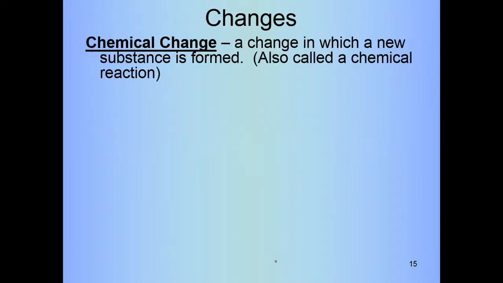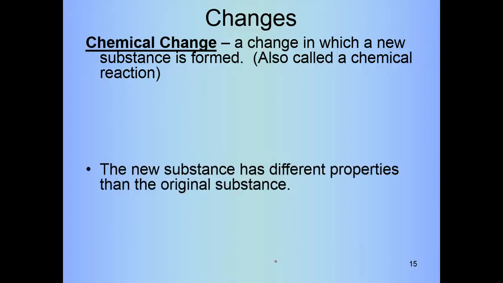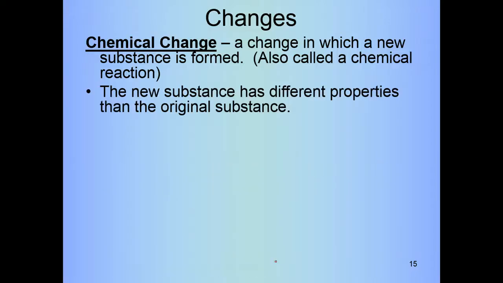When we look at our other type of change, that's a chemical change. This is where we've got a new substance being formed, and so this is obviously a big part of chemistry that we're going to be studying. This is also what we're going to refer to as a chemical reaction. And in a chemical change, you have taken one thing or a couple of things and made something completely new. And the new substance or new substances will have different properties than the original substance.